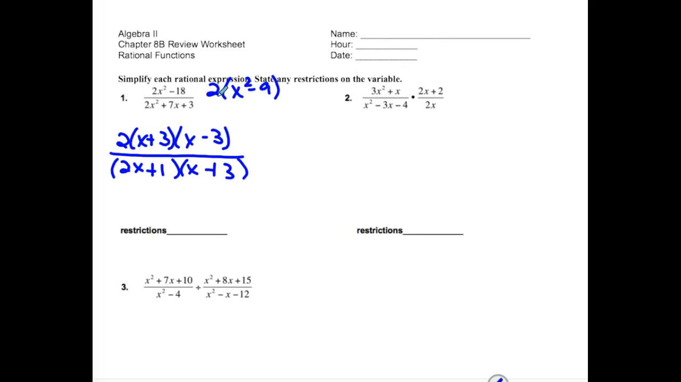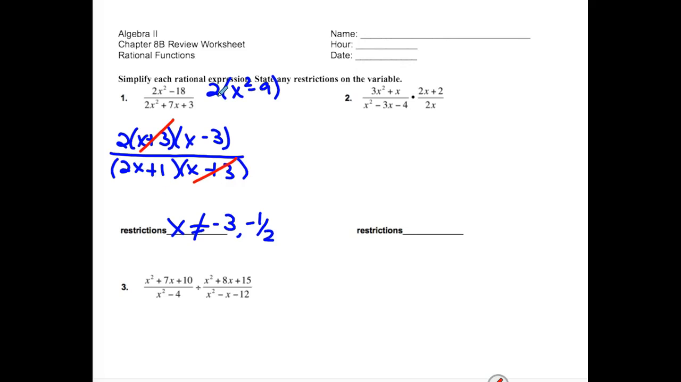Now, before we try to reduce any common factors out of here, we want to list our domain restrictions. All right, what is it that x cannot equal? Okay, so we're looking at the denominator. What would make each of those factors equal to 0? All right, so we have to restrict -3 and -1/2. Now we can look for common factors. There is an x plus 3 in the numerator as well as the denominator, so we could reduce those out.